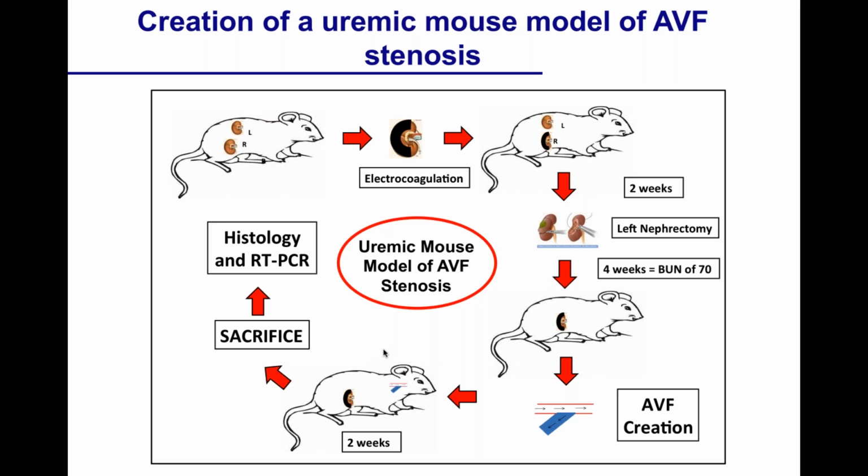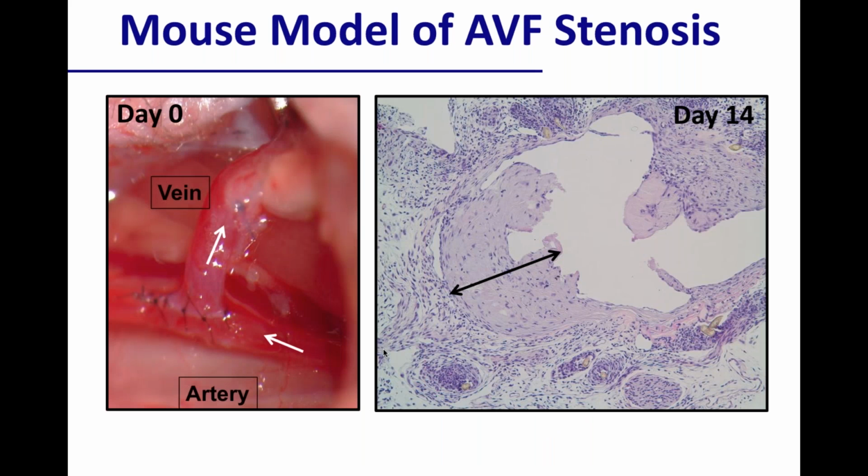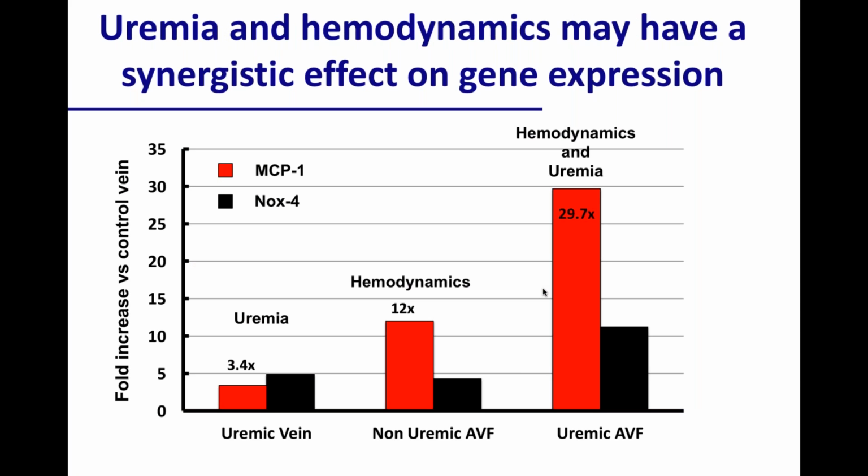When we create this model, we do find neointimal hyperplasia at 14 days, as seen in the right panel. And we have really tried to use this uremic mouse model to try and dissect out the differential, or really, in my mind, synergistic effects on gene expression of uremia and hemodynamics. So in this slide, you really see the gene expression of monocyte chemoattractant protein 1, the same molecule we spoke about earlier, in different settings. And I just want you to focus on the red bars.